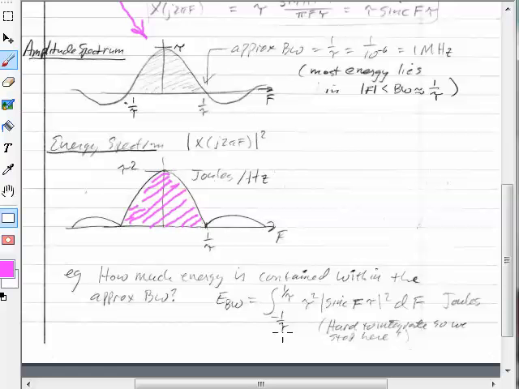So I have to integrate from minus 1 over tau to plus 1 over tau of tau squared, sinc squared, df. And that gives us the total joules. Now that's a hard integral to carry out, so I'm not going to take that any further, but I just wanted to point out that we can now calculate how much energy lies in any given frequency range.